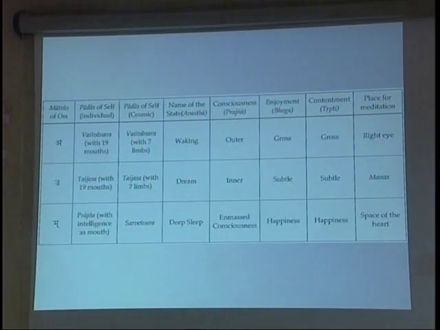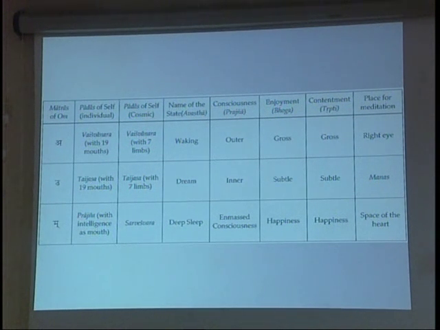Waking, dream and deep sleep. So, based on these three levels of consciousness, we find three different manifestations of Brahman. Brahman gets manifested in three ways: in waking, dream and deep sleep.